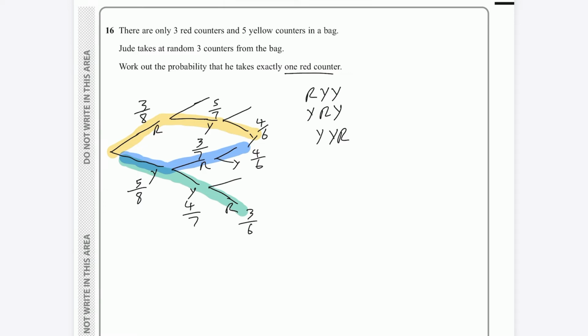If you look at the numerators, it's 3 times 5 times 4, or it's 5 times 3 times 4, or it's 5 times 4 times 3. It doesn't matter what order you do it in. Essentially, if you work out one of these, any one, you just need to times it by 3.